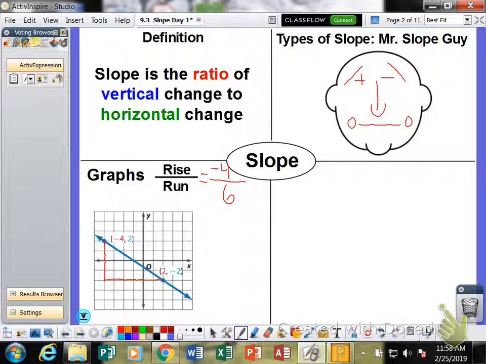So now I know my rise over run is down 4 units, which is why I have a -4, and to the right 6 units, which is why I have a +6, because it's going in the positive direction. So my rise over run would be -4 over 6. So you can use either of those ways to find your slope there.